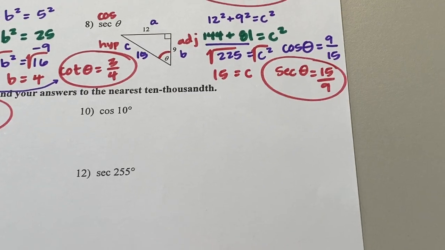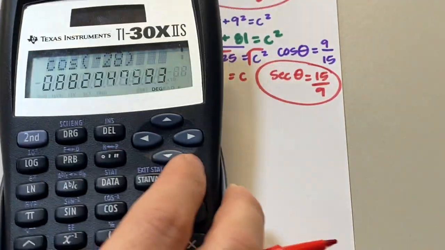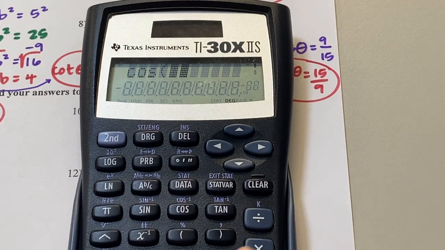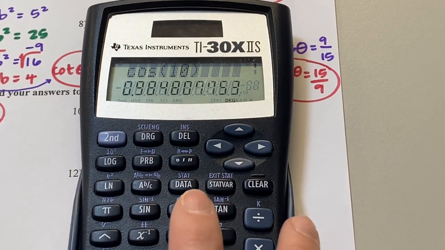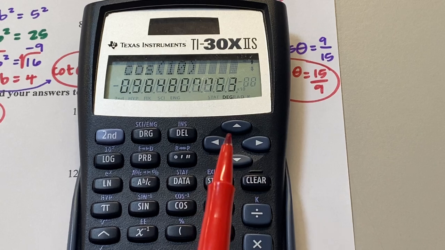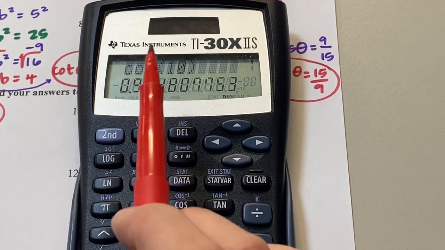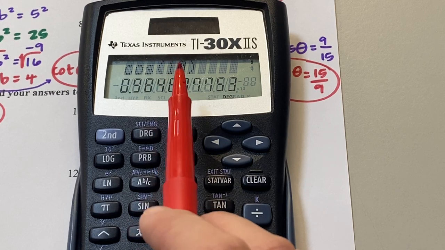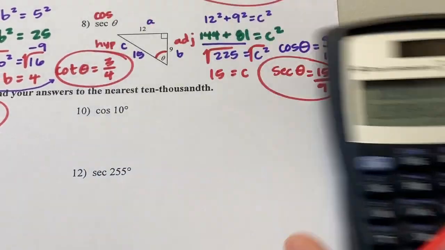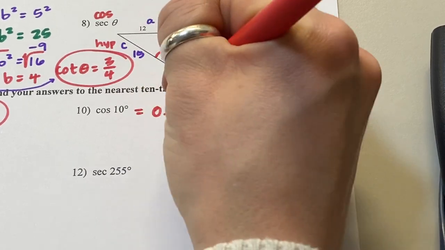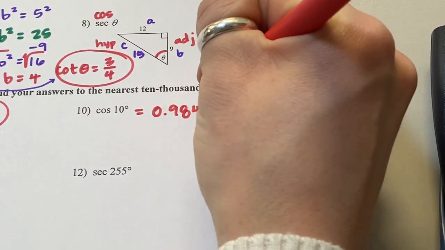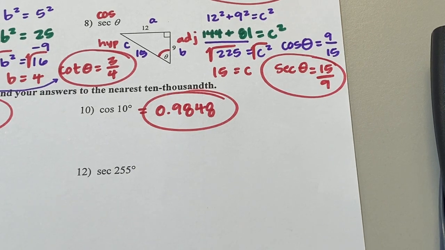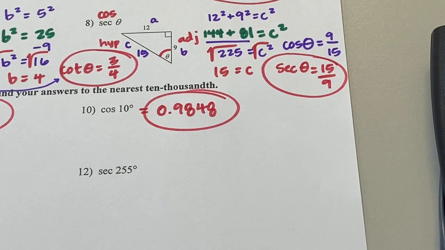Okay, let's find cosine of 10. This is easy. Okay, so in my calculator, I'm going to do cosine of 10. Let's practice rounding. Four decimal places, so 9, 8, 4. And is the 8 going to be bumped up or kept an 8? Kept an 8. It's a 0 behind it. So 9, 8, 4, 8 equals 0.9848.